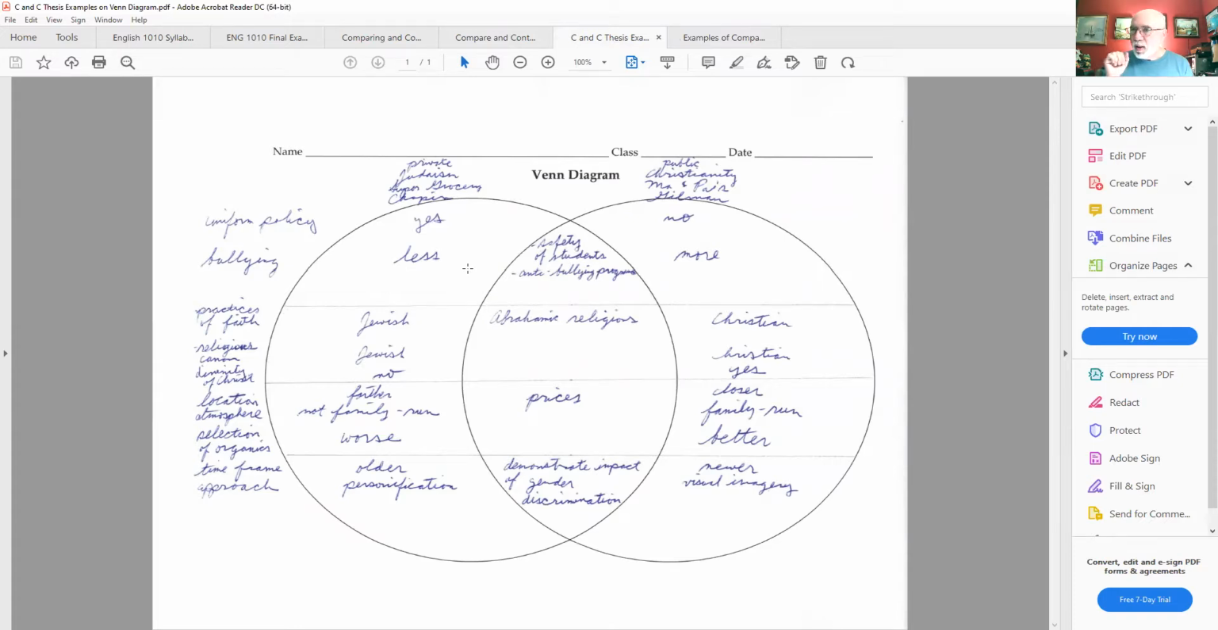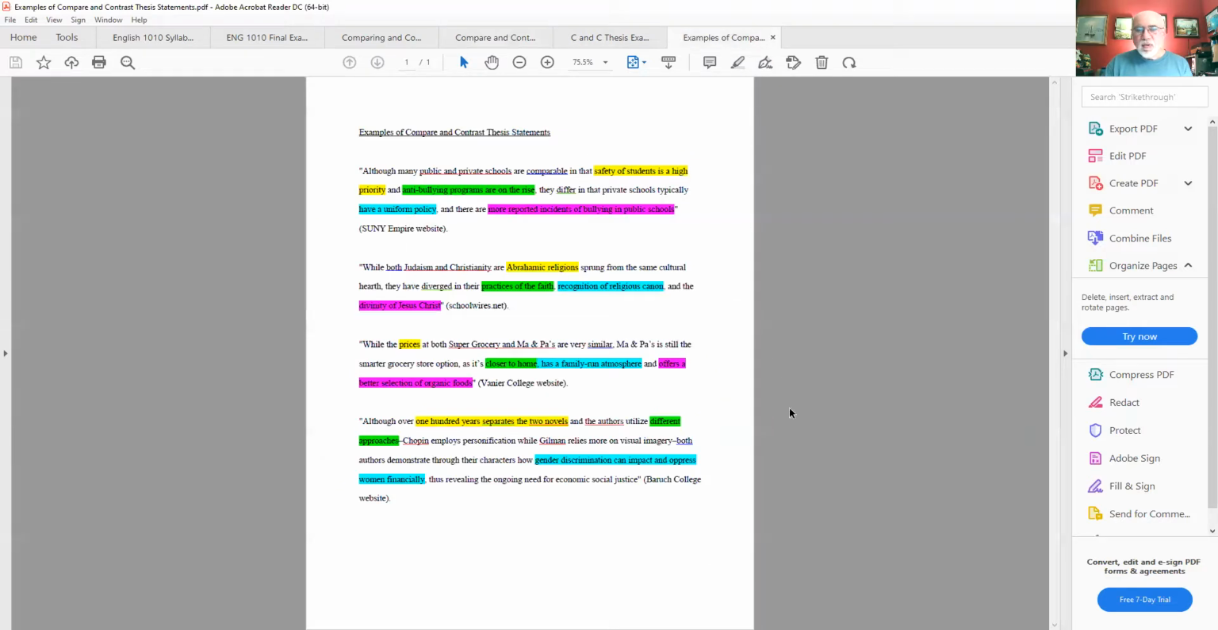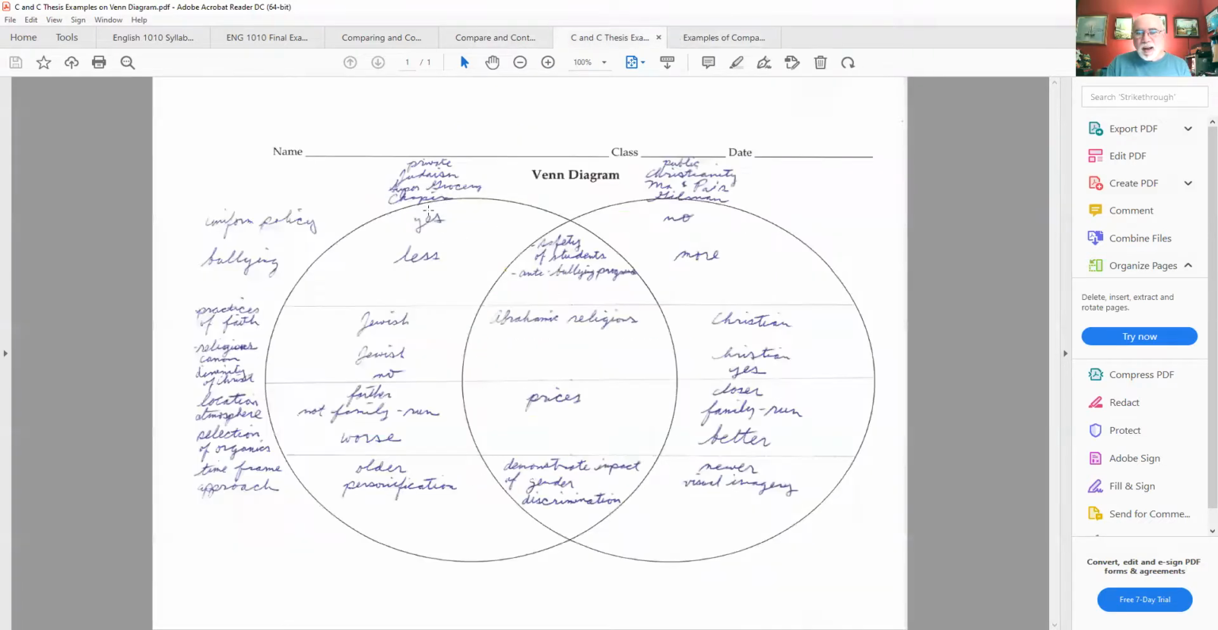You want to say whether they're similar or they are different. So we'll take, again, I did this, I'll do the one I didn't do in class on Thursday. So we had the grocery store, right? So you're comparing the super grocery and mom and pop, right?